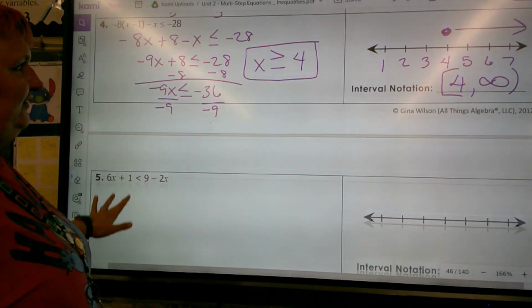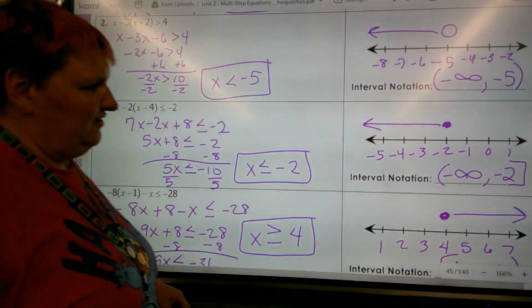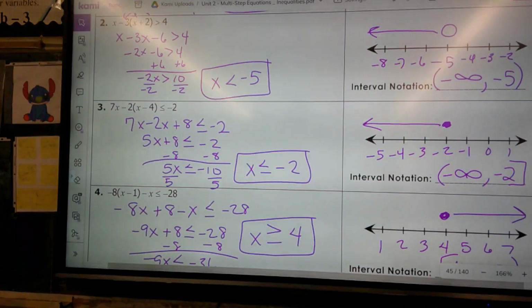All right. Glue it in, ask questions, get the practice sheet.